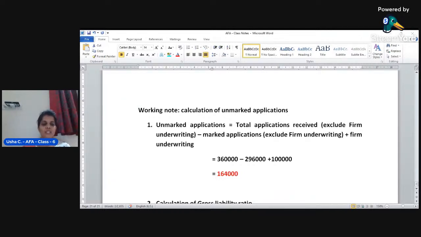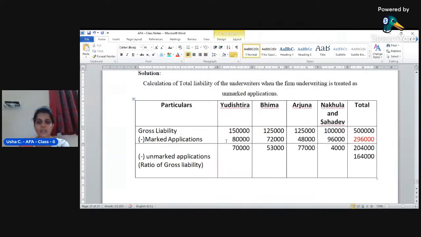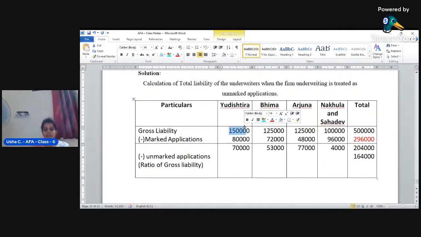So in total we have got unmarked application of 1,64,000, and this 1,64,000 we have to distribute among the underwriters on gross liability ratio. But we need to calculate the gross liability ratio. In the previous problem, the gross liability was equally distributed to the underwriters, so we had taken it as 1 is to 1 is to 1 is to 1, right? Because it was equally distributed among the underwriters. But in this problem, it is not equally distributed.